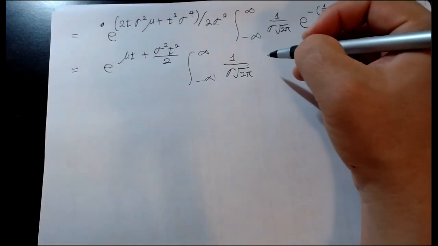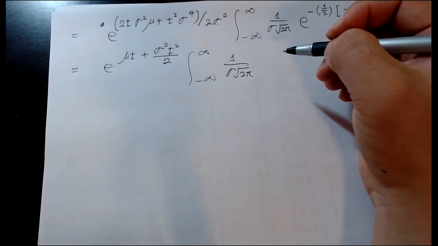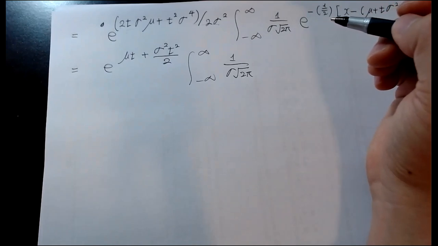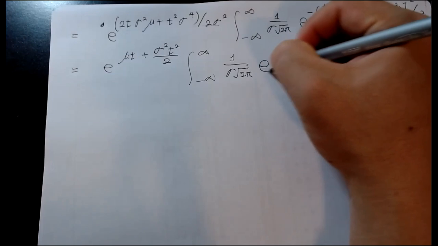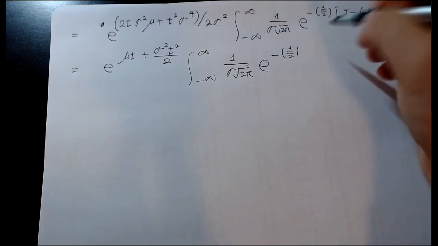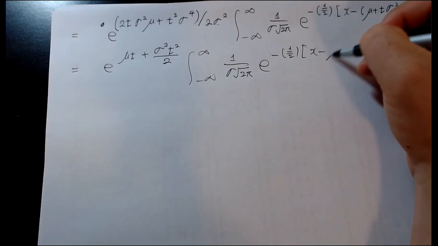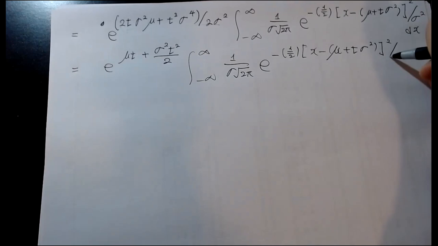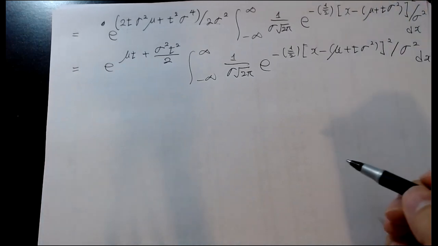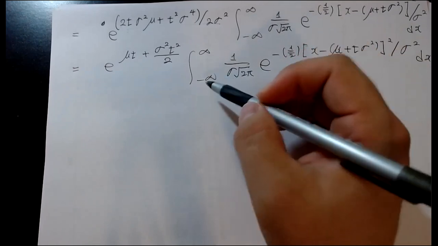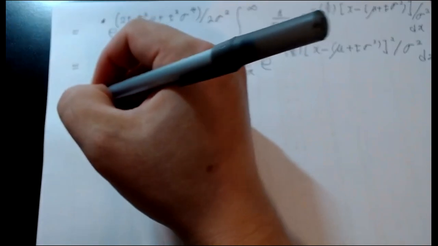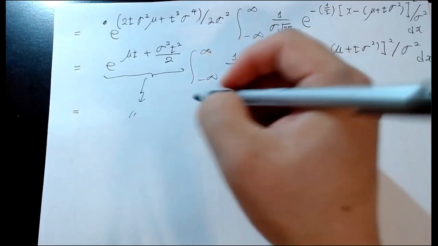And the e to the d, yeah, right here. So give me a second. Yeah, so let me just copy it. Okay, negative 1/2. Okay, and then x minus mu plus t sigma square, and the square over sigma square and the dx, right? So now let me use the u substitution, okay, to change a variable. So let me just copy this one right here, okay, and then times.